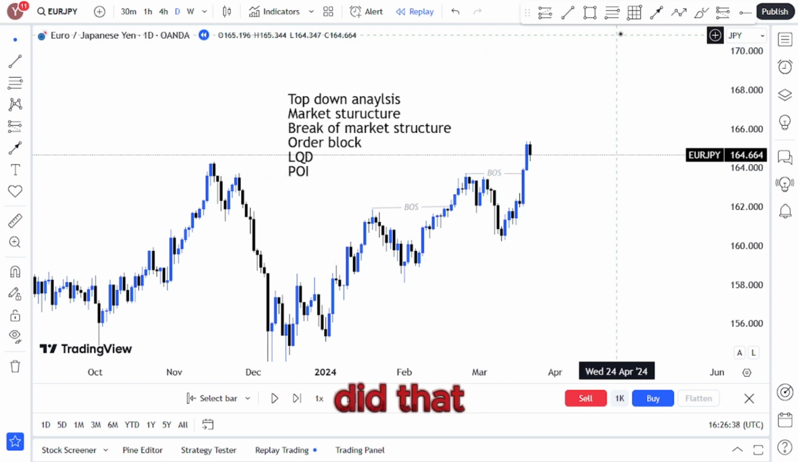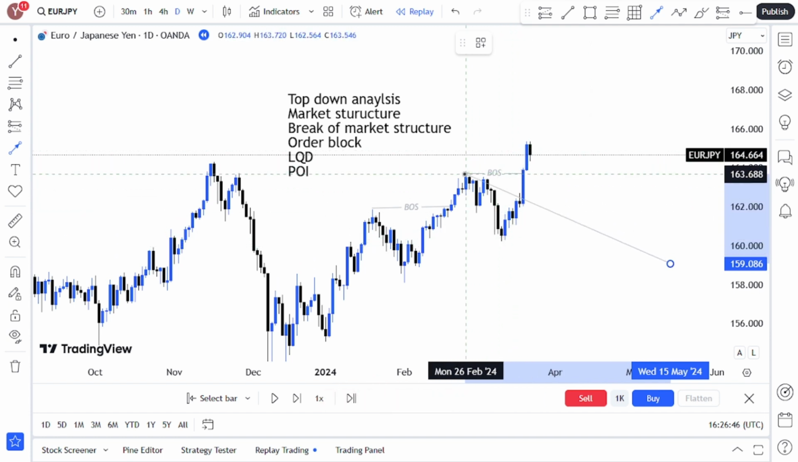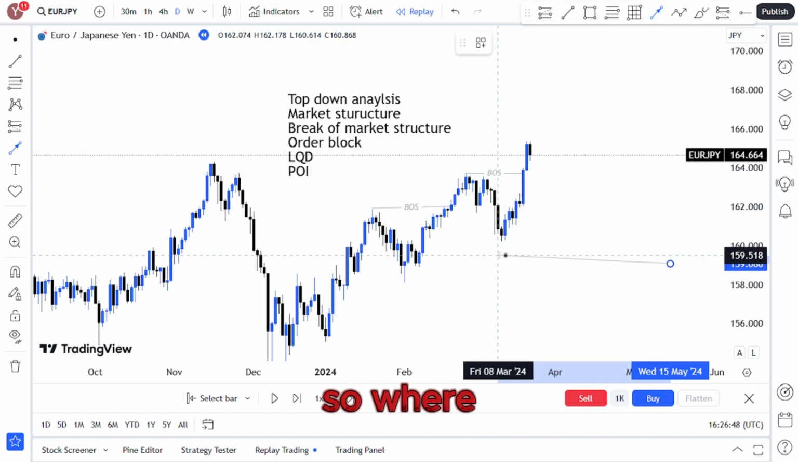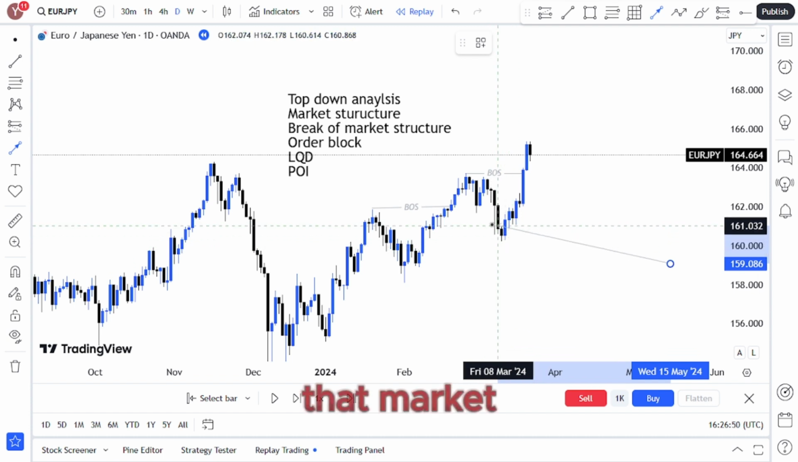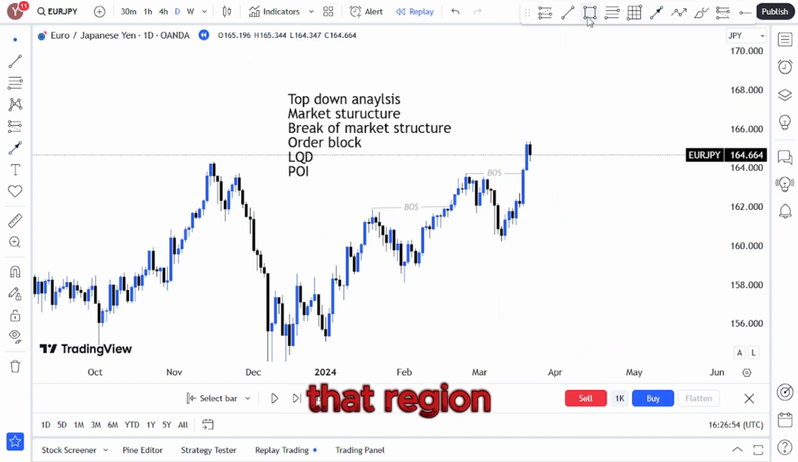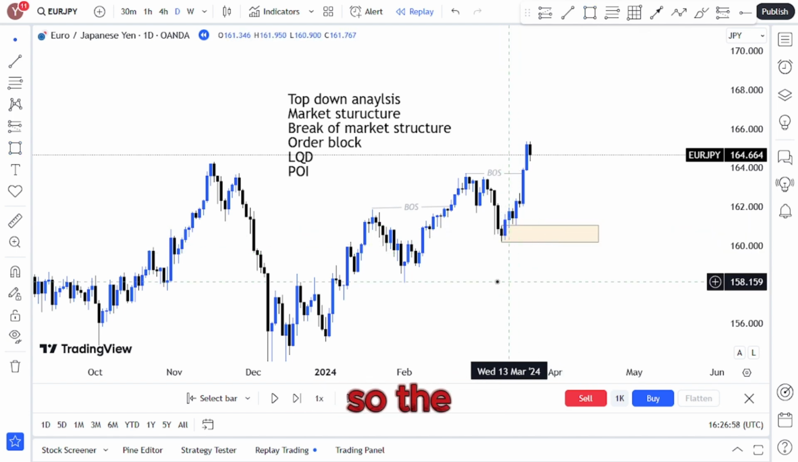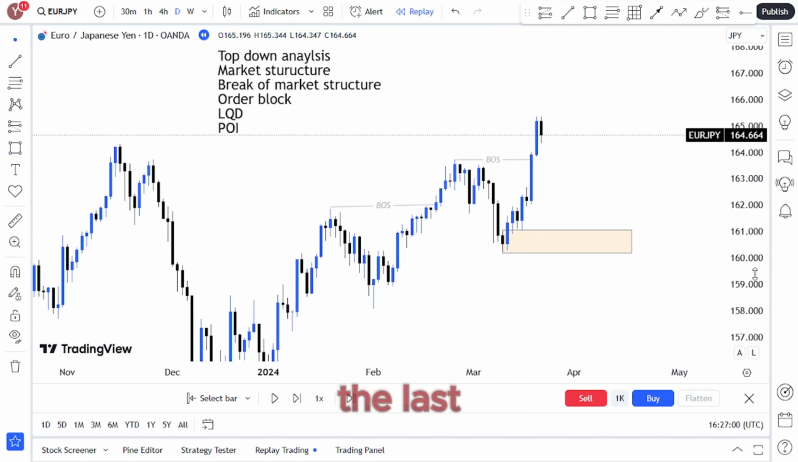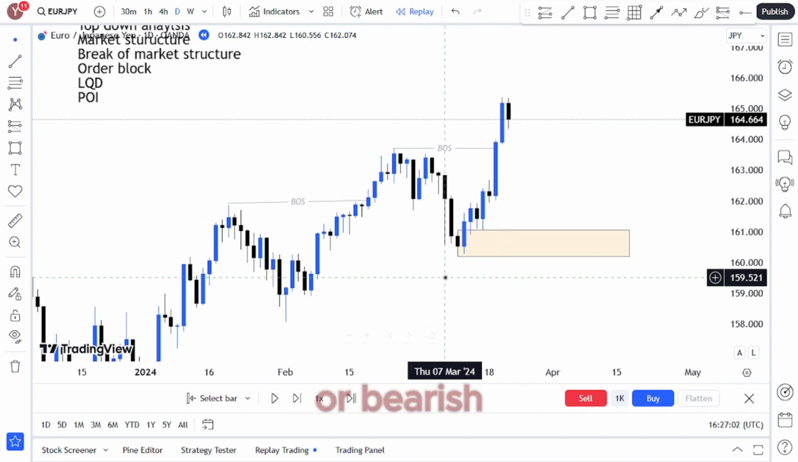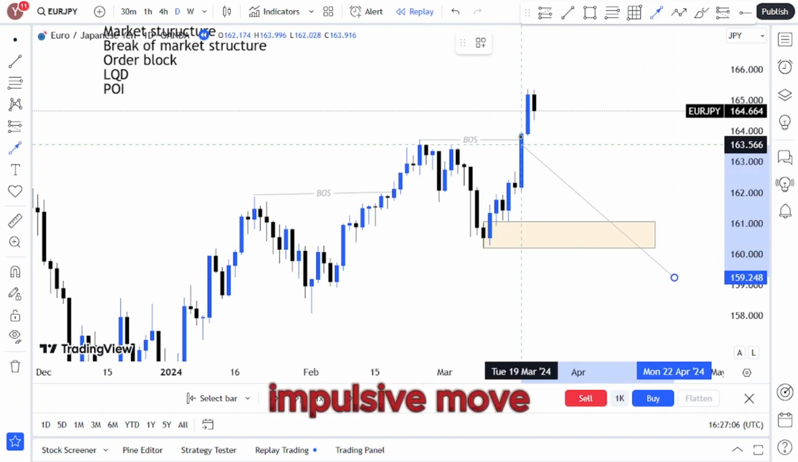So where did that movement start? We remember that price was here initially and price pushed up to take out the previous high. So where is that region where the market starts moving to the upside? Where is that region? Obviously it is these down candles here. So your order block happens to be the last bullish or bearish candle before an impulsive move to the upside. So this is an impulsive move to the upside.